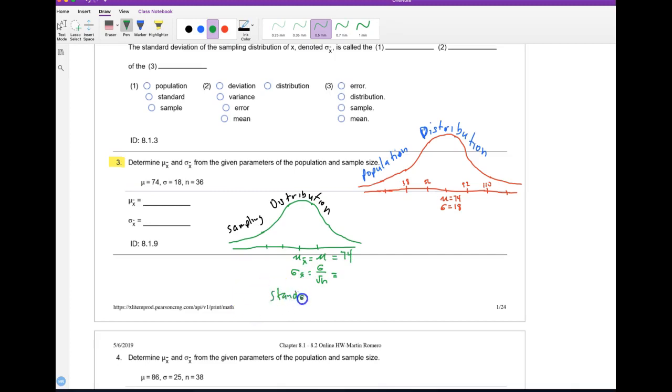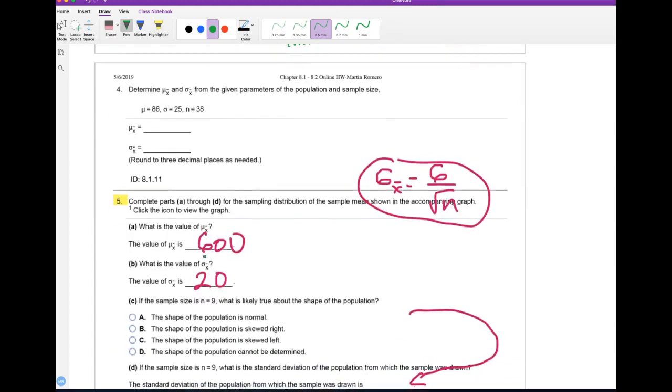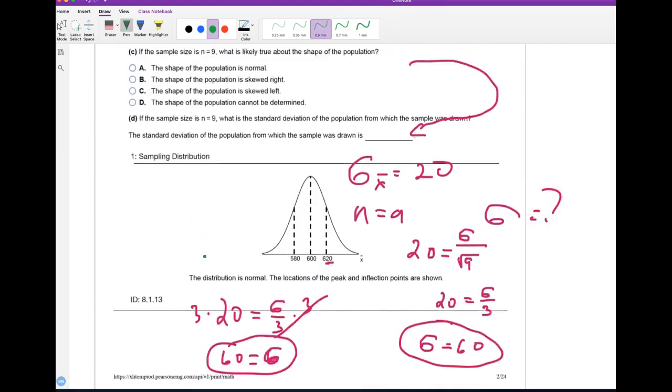The formula for the standard error is the population standard deviation divided by the square root of n. So in this case, we would have 18 divided by the square root of 36. The square root of 36 is 6, and 18 divided by 6 is 3. So what we find is that the standard error, or the standard deviation of the sampling distribution, is 3. The mean is always the population mean, so that's where you have 74 right there. And we'll apply that to this question here, 8.1.13.